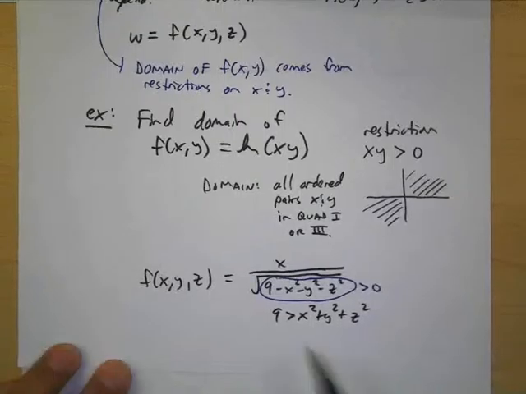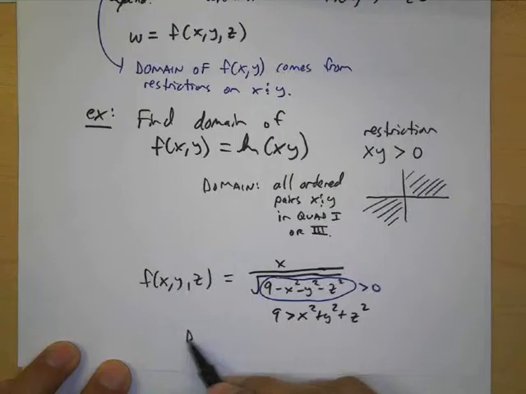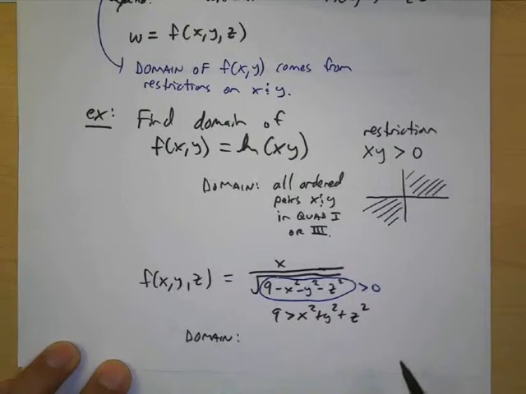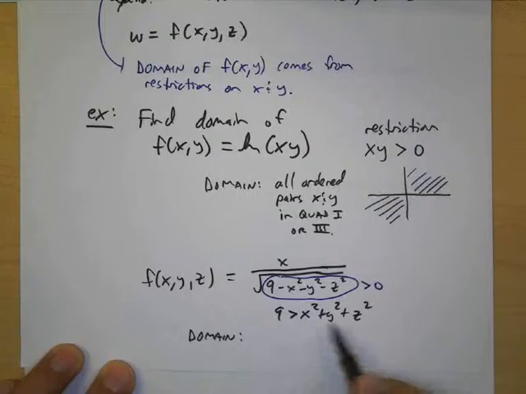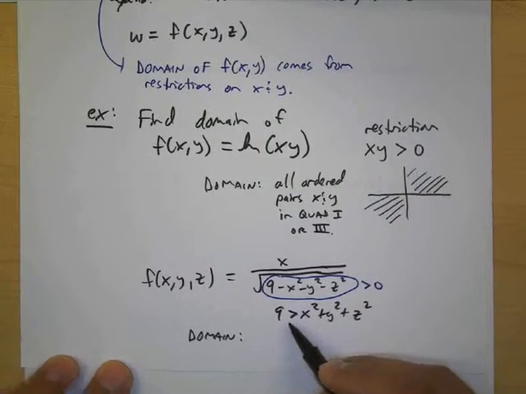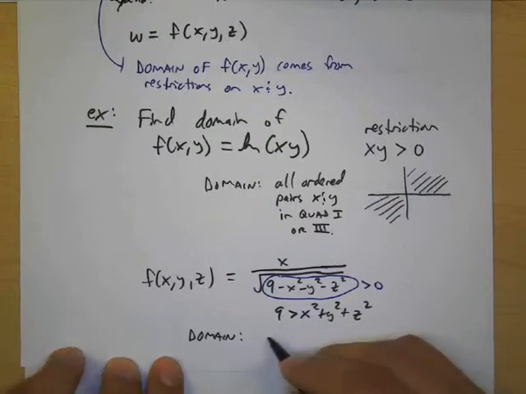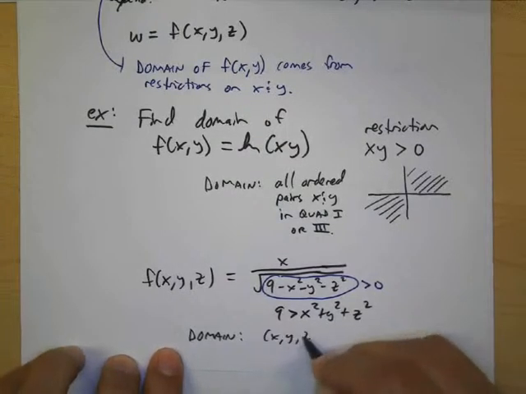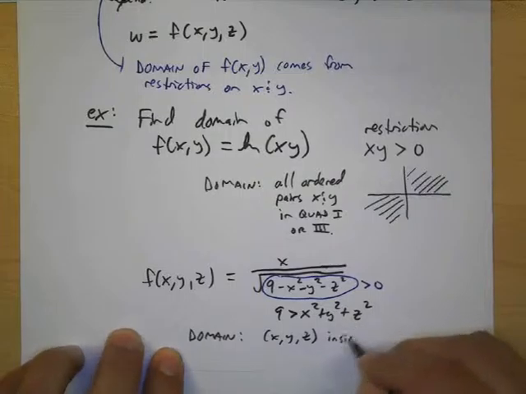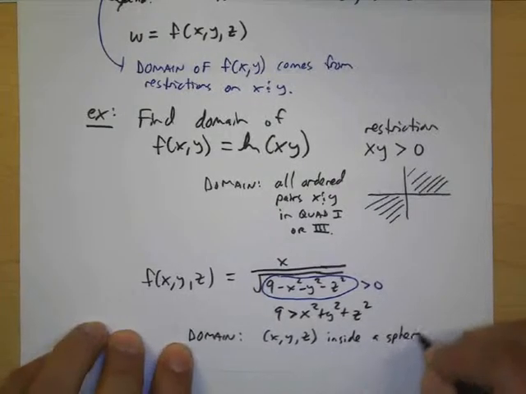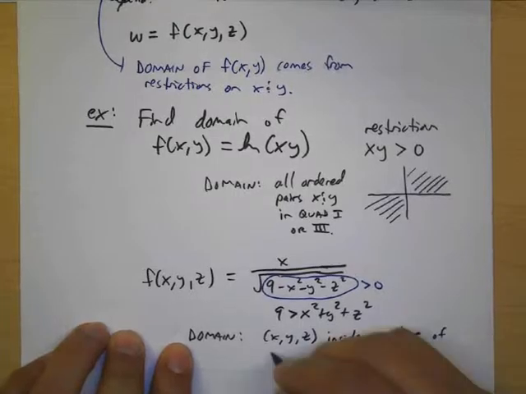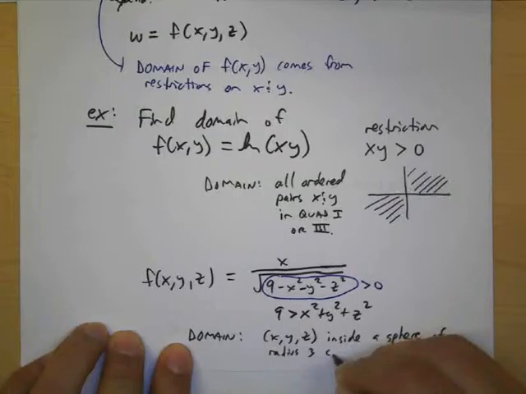So basically, this would be a good way to say the domain if we describe it in words. What shape is this? Sphere's radius is 3. Now where are all the points that we want to include? Is it outside or inside the sphere? If it's less than 9, it means the radius has to be smaller than 3, right? So the domain would be all x, y, and z inside a sphere, not on, but inside a sphere of radius 3 centered at the origin.